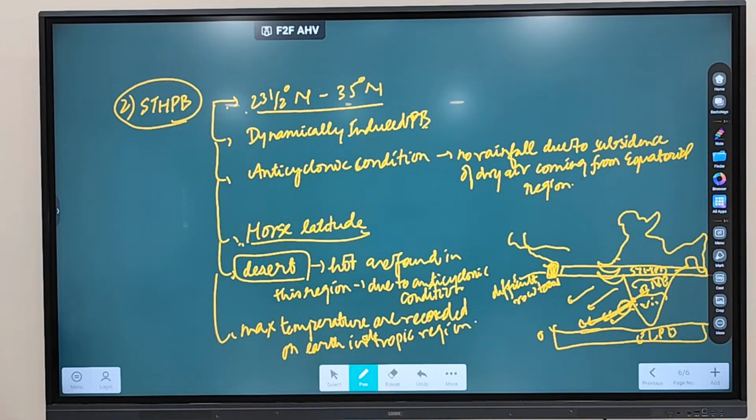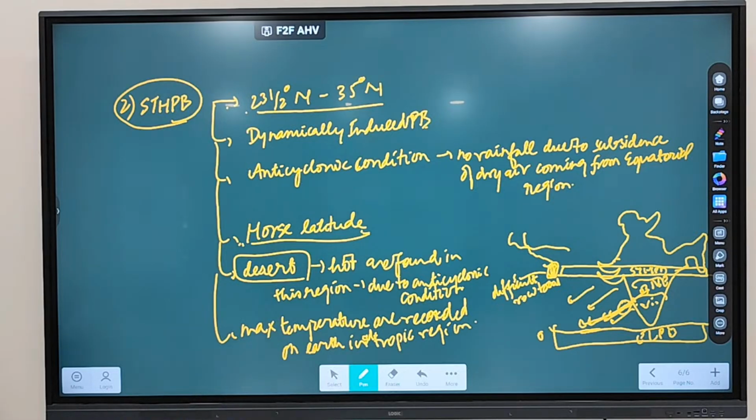But in this region, no rainfall is happening, which means no clouds are being formed. So this region receives continuous sunlight, and no cooling conditions are there. That's why maximum temperature on Earth is recorded in the tropics region, not in the equatorial region. The equatorial region receives more sunlight, but cooling conditions are also there due to rainfall and the formation of clouds, which is not present over here. Fine. That is the reason why maximum temperature is recorded here.